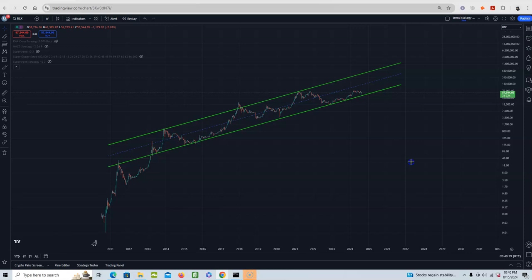Tonight we're going to go over none other than Bitcoin. And this time we'll be doing the BLX chart. A simple trend analysis.